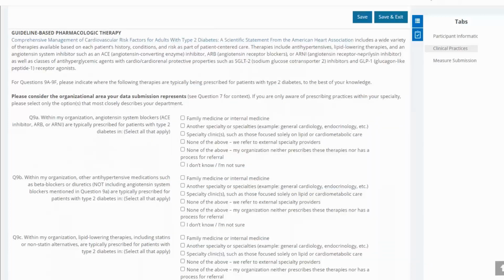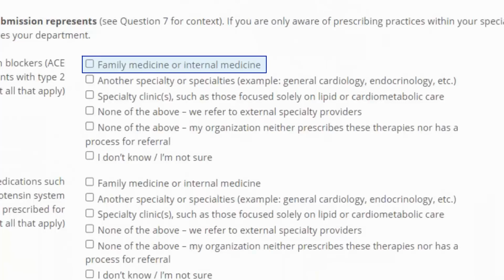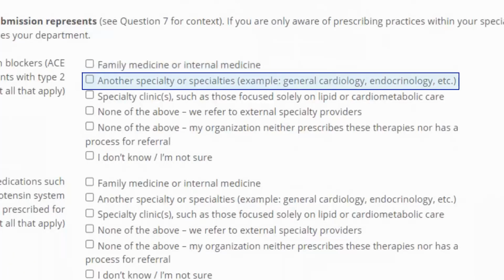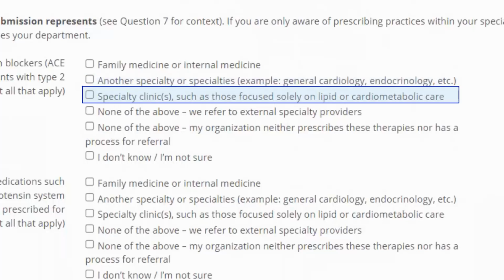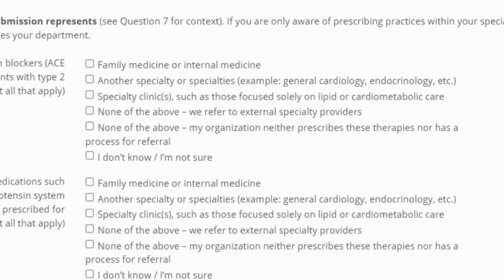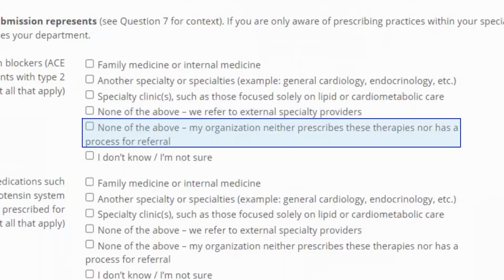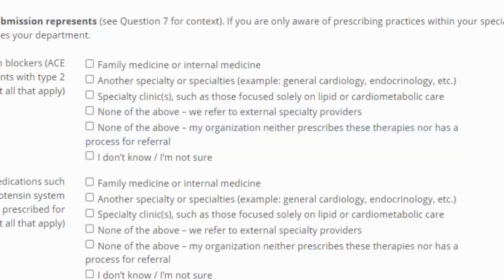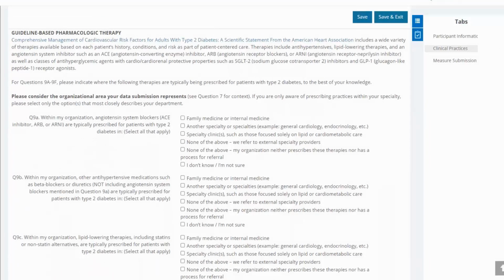Each sub-question gives you the option of family medicine or internal medicine, another specialty, for example, general cardiology, specialty clinics such as those focused solely on lipid or cardiometabolic care, none of the above, because either you refer to an external specialty provider or because you neither prescribe nor have a process for referral. I'll complete my answers now.